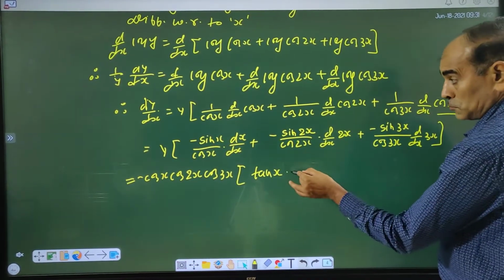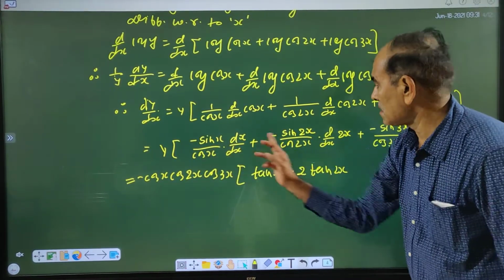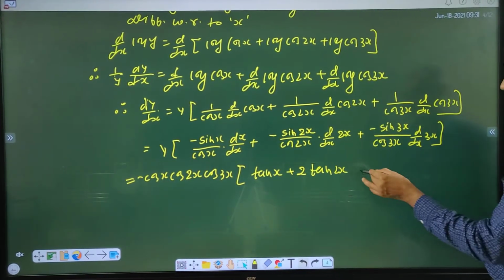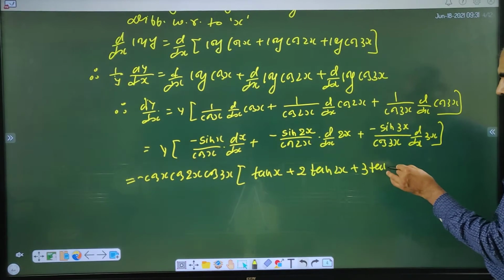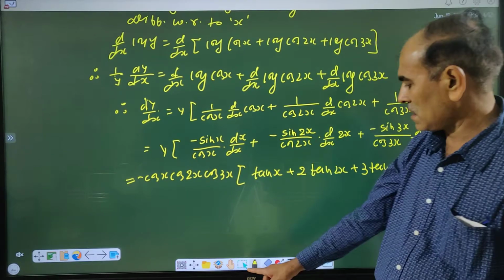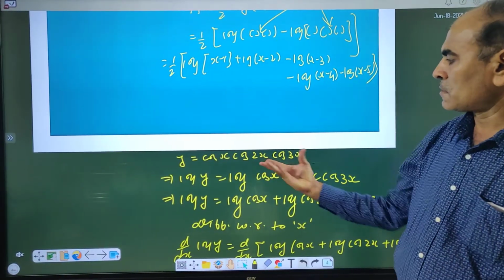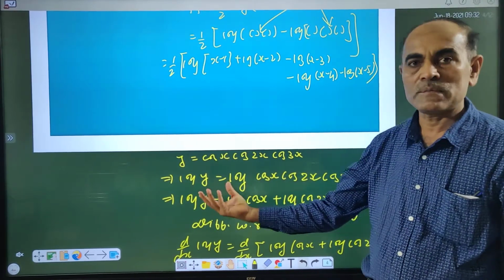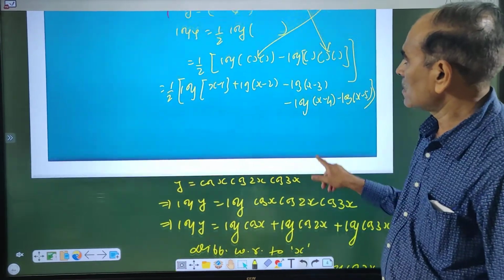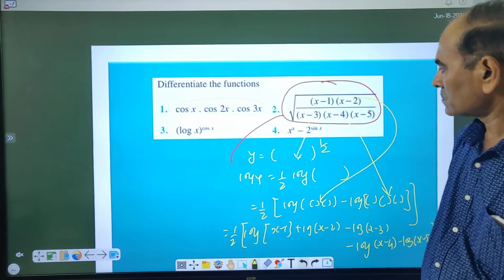Derivative of 2x is 2. So 2 times tan 2x. This minus sign here will be taken outside. d by dx of 3x is 3. So 3 and 3, so this is the answer. Okay? Very simple sum. That means whenever a product of 2 or more functions is given, if you take log on both sides, it is very easy to differentiate it. Yes?